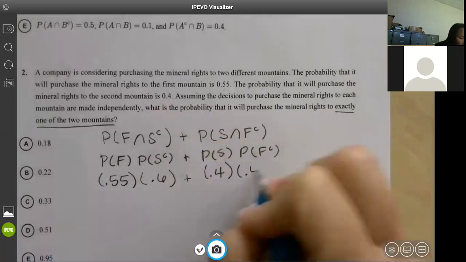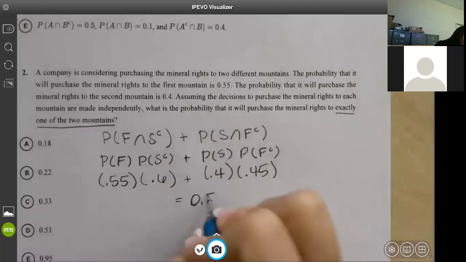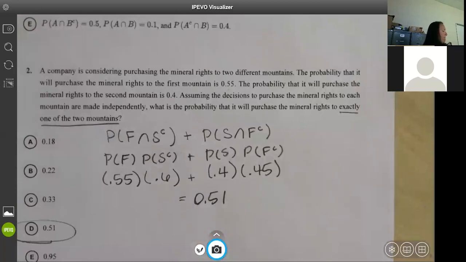0.45. When you put all that together, you get 0.51. So that one you probably got, you may not have done it that way, but it's how it works. Got it? All right, we're going to flip it over and do the third one.